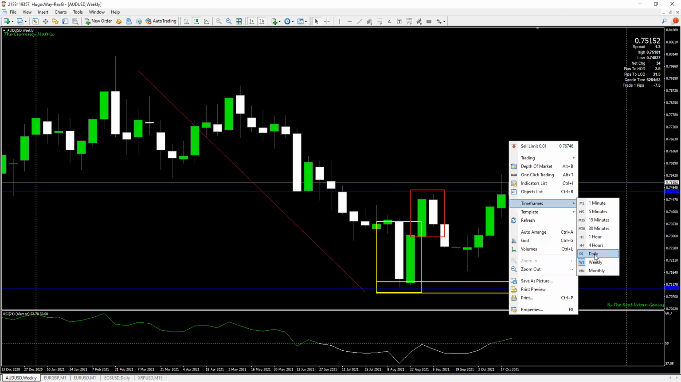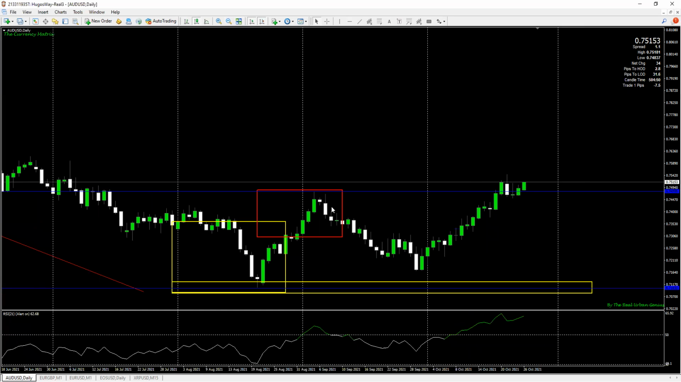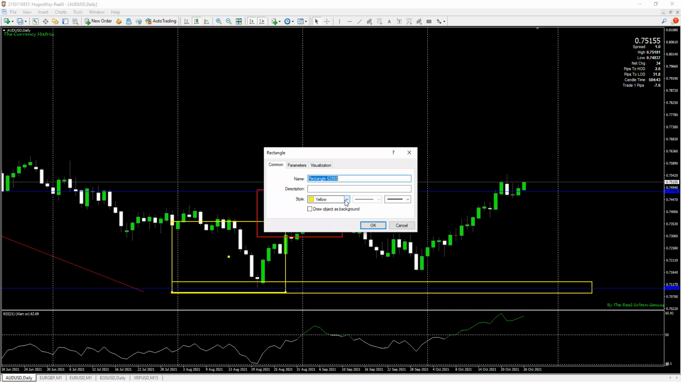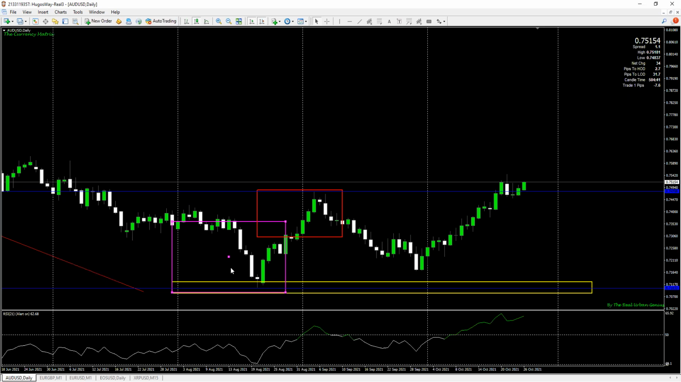So let's go inside that to the daily. Again, here we had that bearish Harami in the red block, and we had a bullish Harami here in the pink box. Set the low here at 71003 or 033, and set a high here.